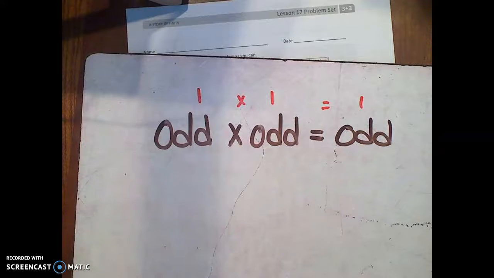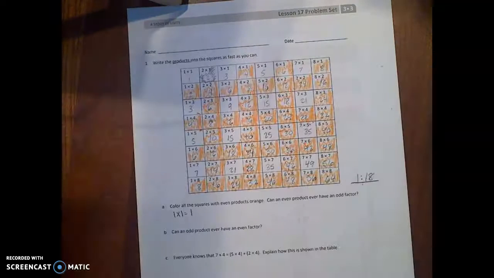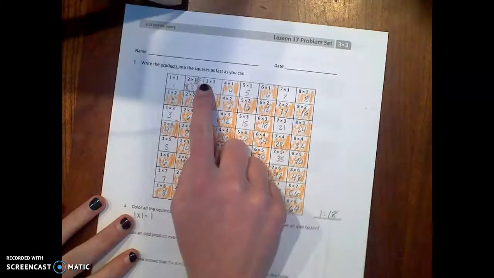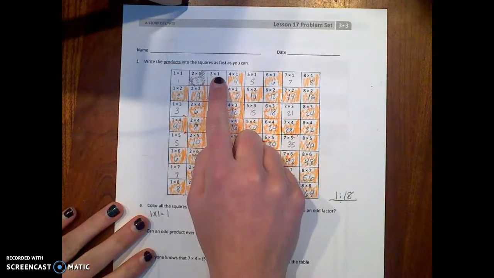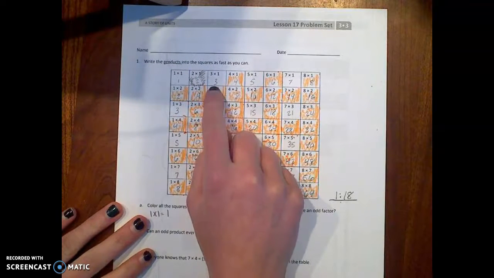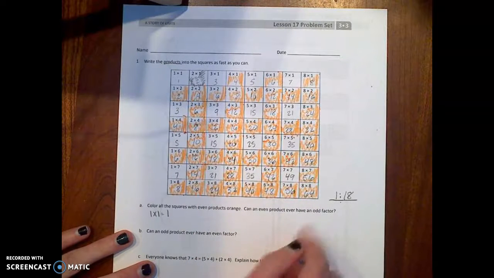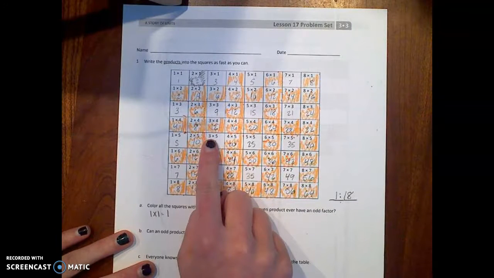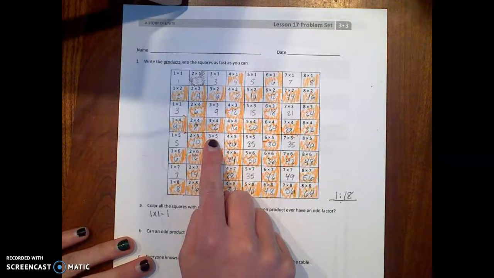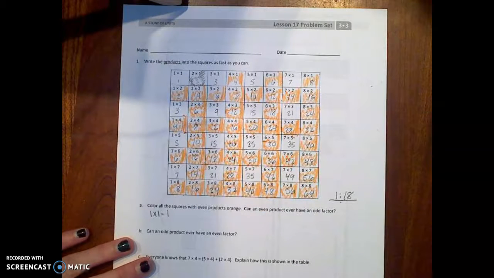Now let's test that theory. Let's make sure that's true. Odd times odd equals odd. Well, is 3 odd? Yes. Is 1 odd? Yes. Oh, look at that. My answer is also odd. Now let's try a bigger number. How about 3 times 5? Is 3 odd? Yes. Is 5 odd? Yes. Is 15 odd? Yes, it is. Okay, so we know odd times odd always gives us odd.